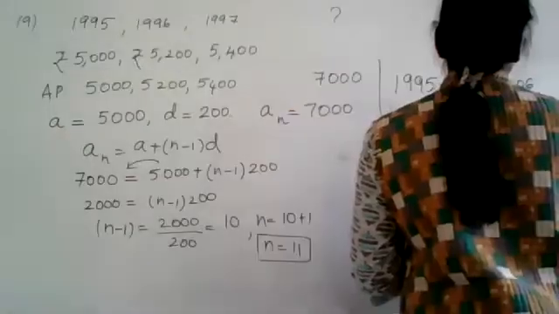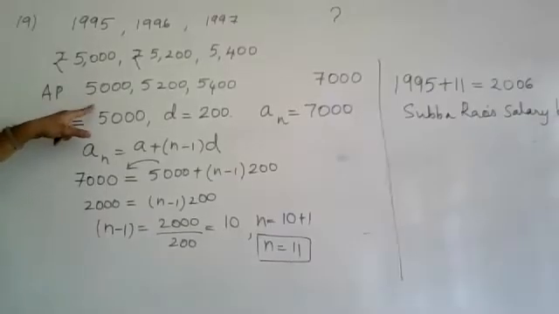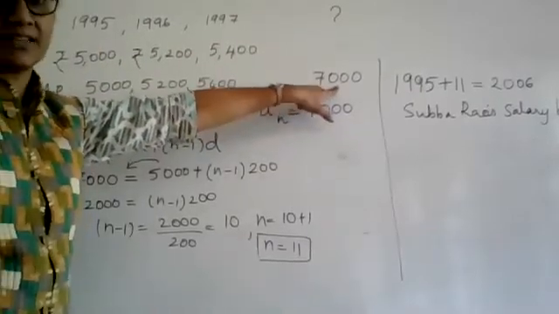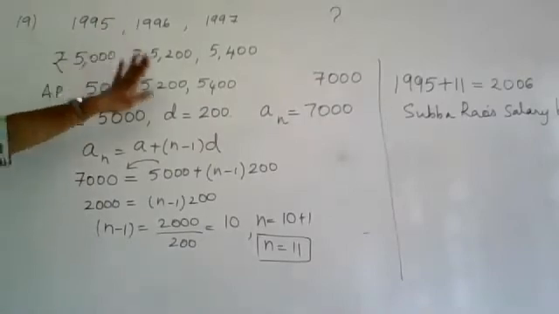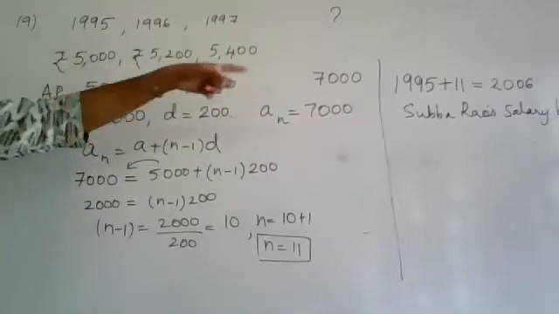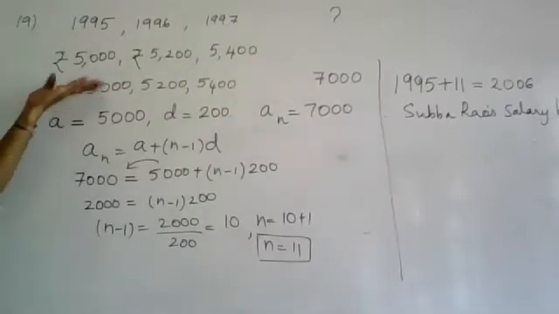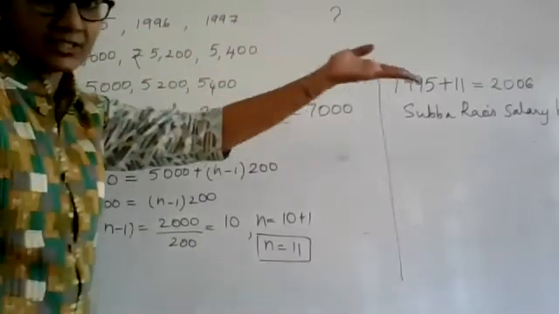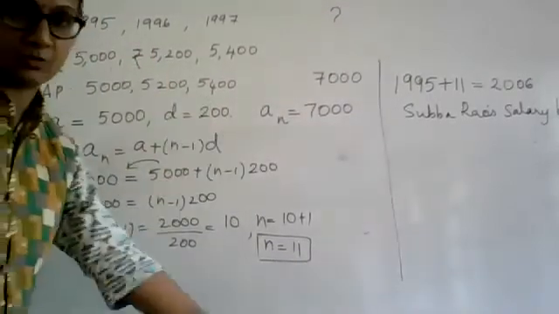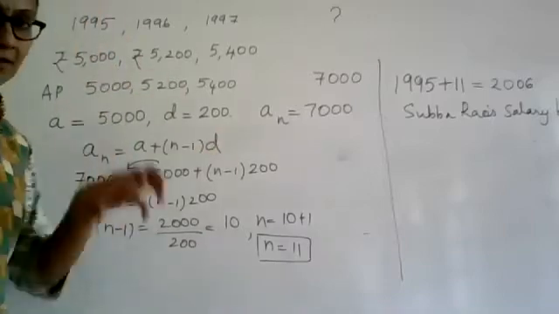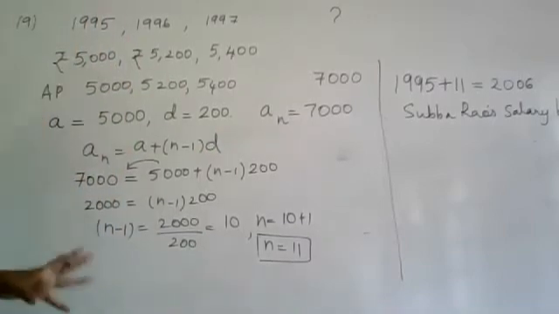Ma'am, but in 1995 also he'll get his salary, no, Ma'am. So if we consider that, 5,000 is the first term. The 11th term is 7,000. So if my year is 1995, I should leave that 1995. After that, the 11th term means every successive year, is it not? So after 95, if 11 years are passed, where will you reach? 2006. So in 2006, his salary will be fixed as 7,000. Till 2007, he will be on a salary of 7,000 rupees.